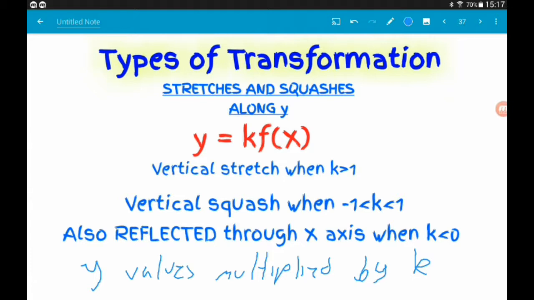If k is between -1 and 1, so it's either a decimal or fraction, then that squashes our graph. So it's like someone's putting their hands on top and bottom of the function and pressing it together. What happens here as well, if k is negative, then the graph is reflected in the x-axis. So again, we can think of k as our scale factor on the y coordinates, so every y value gets multiplied by k.